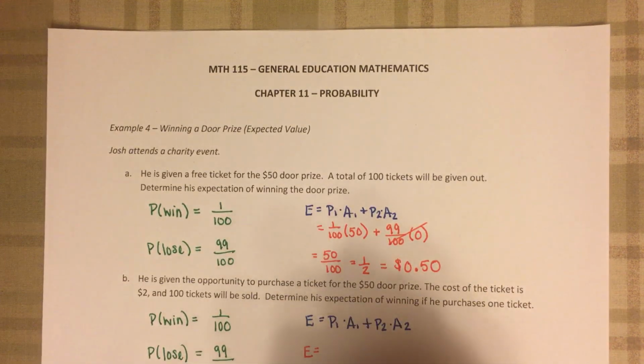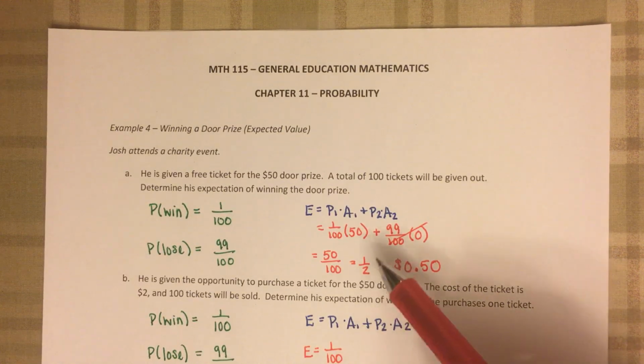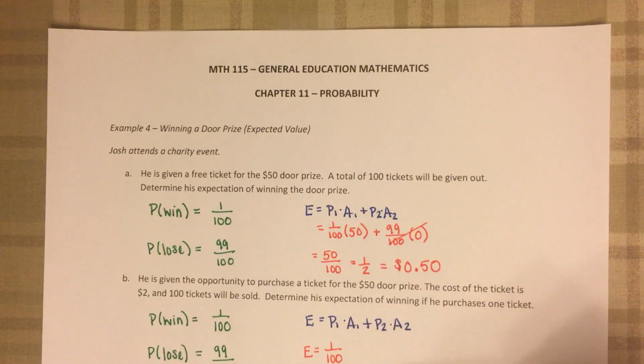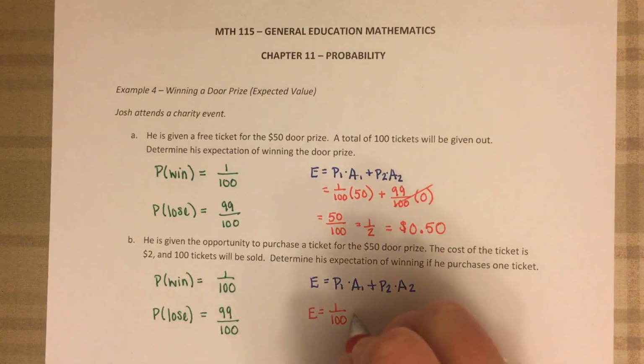So our probability of winning, Josh still has a 1 in 100 chance of winning the door prize. However, the amount that he is winning is not going to be $50 like it was in example A. Instead, his amount is going to be whatever he wins minus the cost of what he purchased. So if he wins $50, but he actually spent $2 on the ticket, his net gain is going to be $48. So we're going to take our 1 out of 100 times 48.